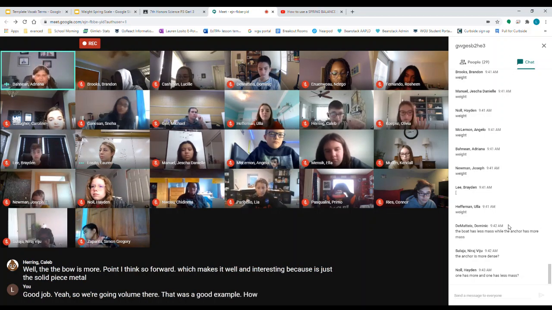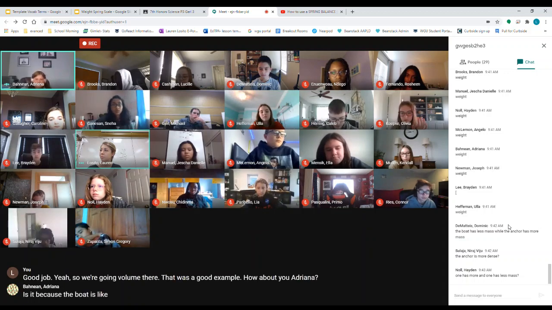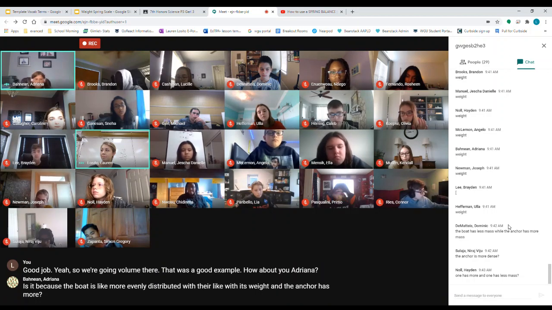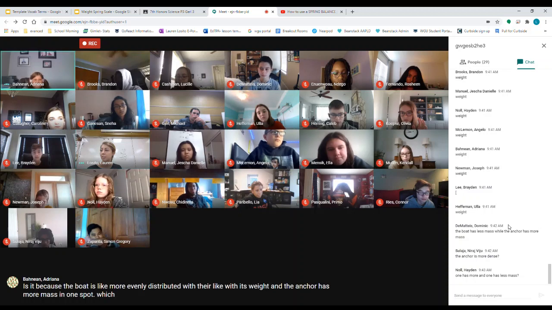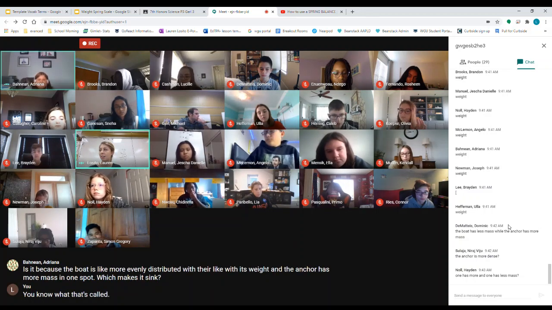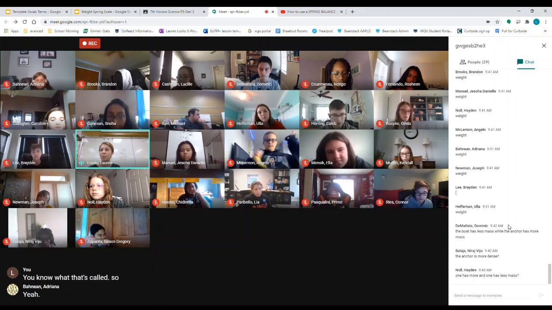Is it because the boat is more evenly distributed with its weight, and the anchor has more mass in one spot that makes it sink? Do you know what that's called? So surface area? Yeah. Perfect. Good one. Olivia, how about you?